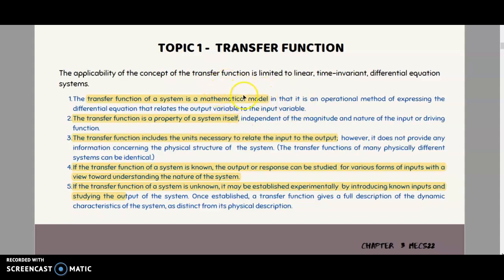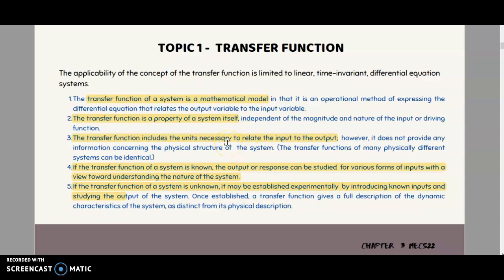And then number 2 is a property of a system itself. So you can see what the input and output are, and you know what the property of the system is. For example, for an electromechanical system, the output divided by input: the output is angular speed, but the input is voltage. So there you know what the property of an electromechanical system is.